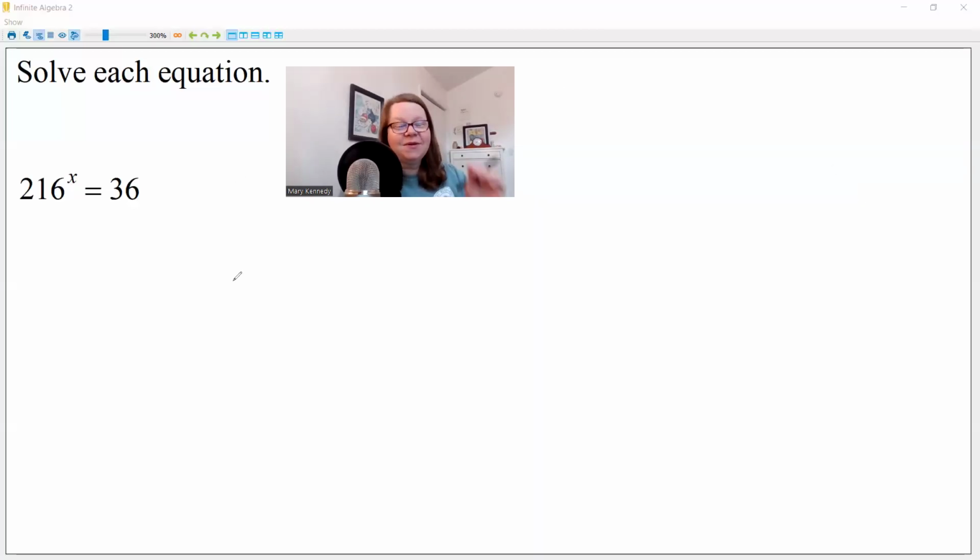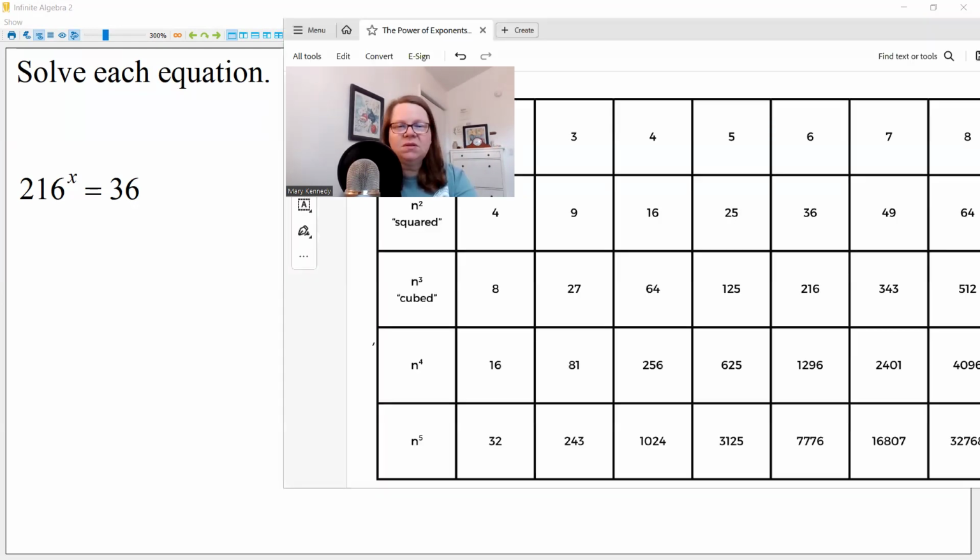All right, here's an exponential equation where we do not have the same base again. So let's pull up a table. Let's look at where we see 216 and 36 together. Look around. Where do you see it?